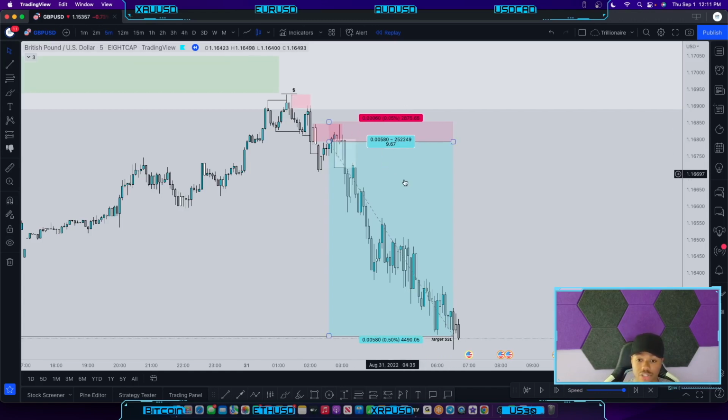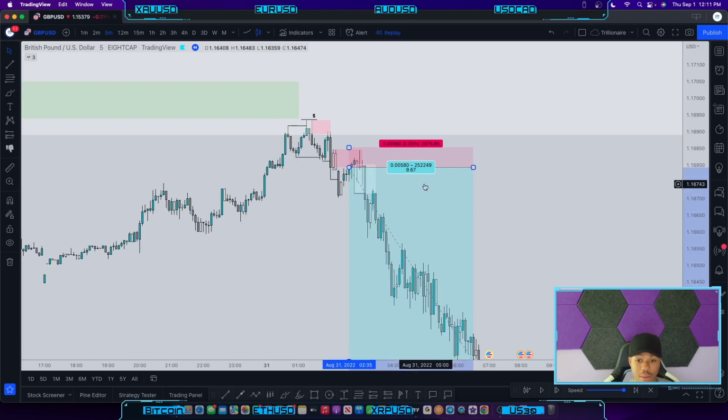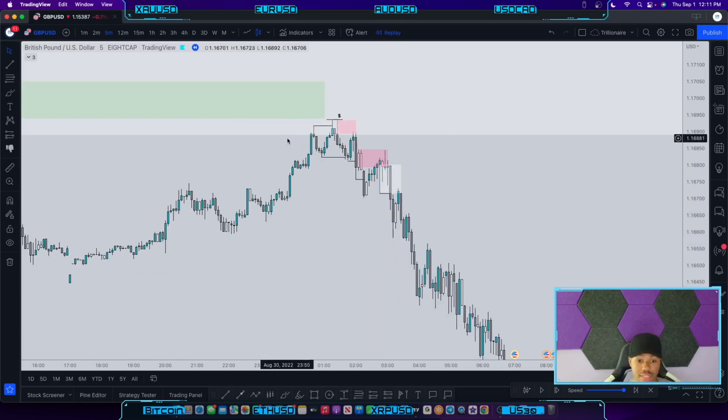However, the one that students were able to take was this one here for around 9.67%. All right, risking around 6 pips, targeting 58 pips. Not bad at all, but we're going to put this trade to the side for now, and let's talk about what actually took place here.